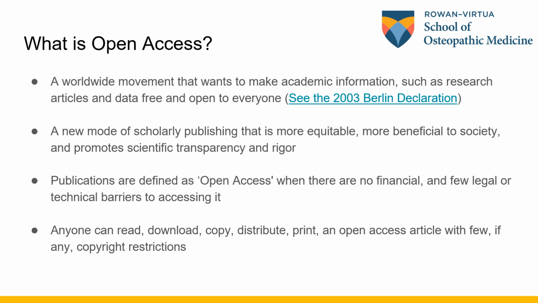Publications are defined as open access when there are no financial and few legal or technical barriers to accessing it. It flips the traditional subscription and pay to access model. Open access removes the barriers to access. There's no paywalls or subscriptions or restrictions on who can access the information. The downside is it can flip the cost to publish, and it flips it to authors and creators of the research and scholarship. Anyone can now read, download, copy, distribute, and print an open access article with few, if any, copyright restrictions. But to get it out there, someone still has to pay.